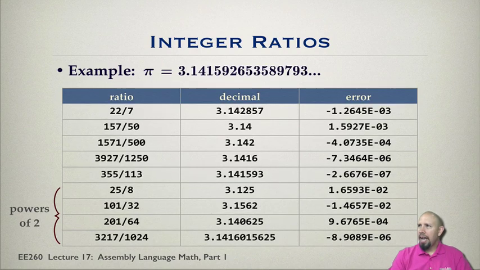What about the number pi? We know that's our classic irrational number. So we have this simple ratio, 22 over 7. Again, it's 1 times 10 to the minus 3 accuracy. Here are some other approximations. I can get all the way down to 2 times 10 to the minus 7 accuracy. Here are some ratios that have powers of 2 in the denominator.